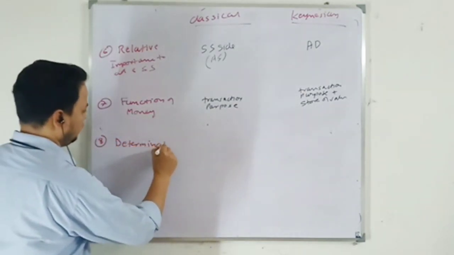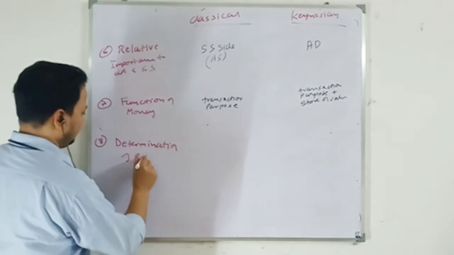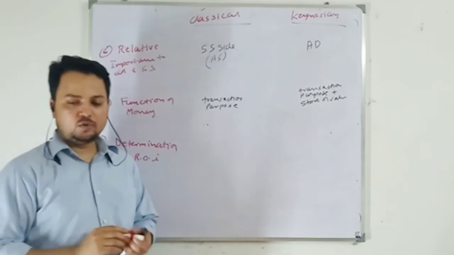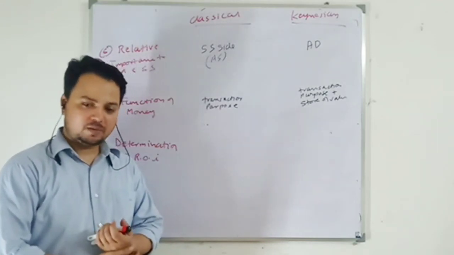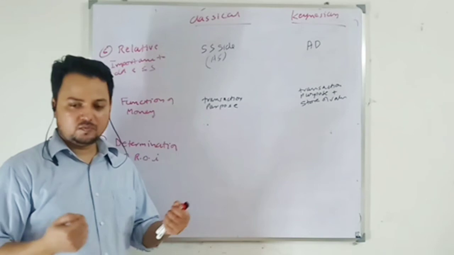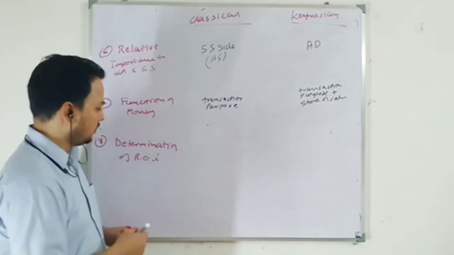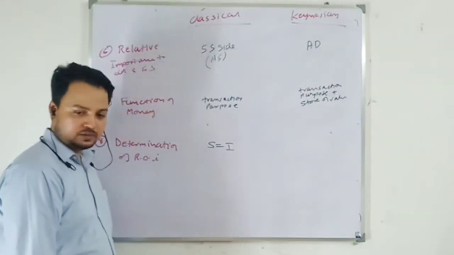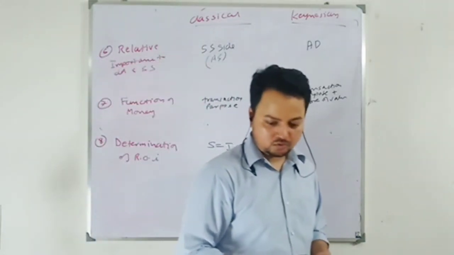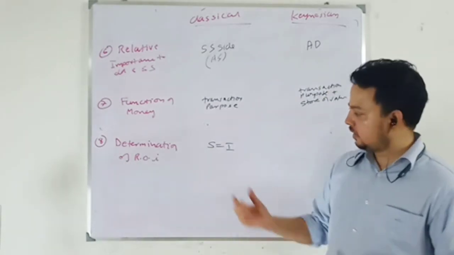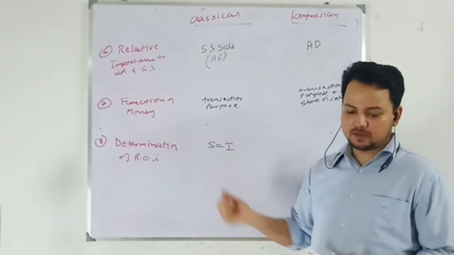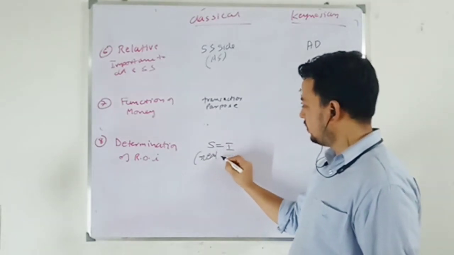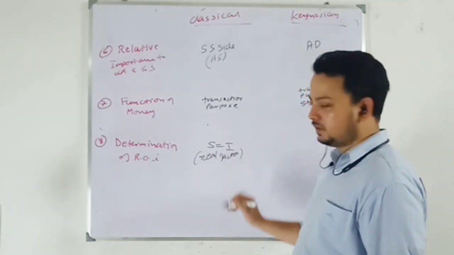Determination of rate of interest. In the classical model, equilibrium output, rate of interest, everything is determined by real factors. Even the wage rate, we are taking the real wage rate. So the rate of interest is determined by equality of saving and investment, right? Yes or no? Equality of saving and investment determines the rate of interest, and real factors determine the rate of interest.